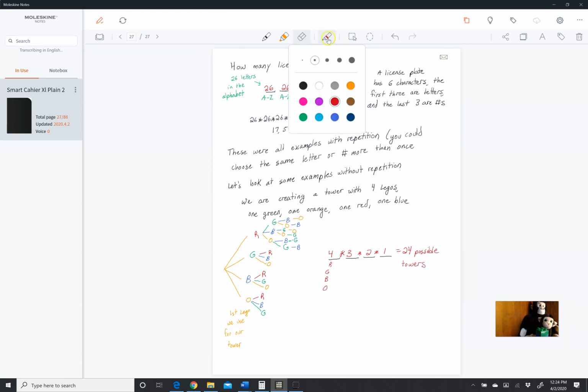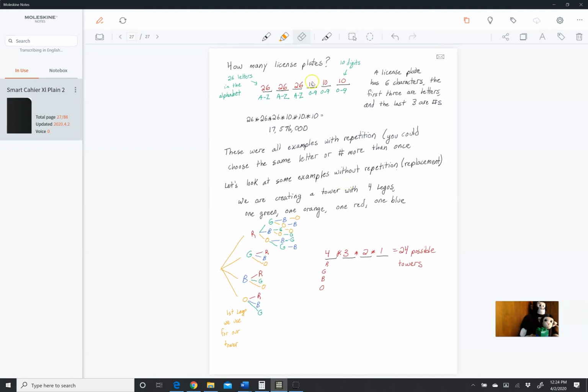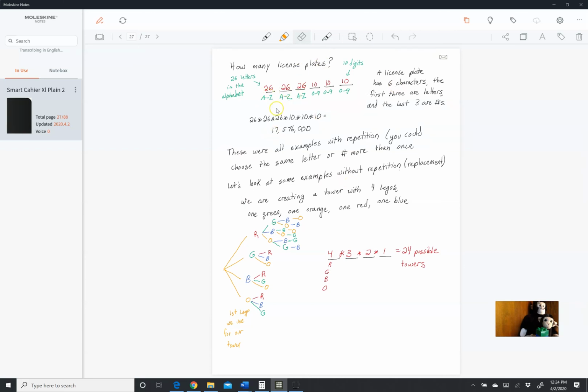And I'm going to add up here. We're not just talking about repetition, we're talking about replacement. It depends on the type of situation, right? Whether you would say repetition or replacement. Here, we would typically say repetition because we're not pulling something out and then putting it back in. Whereas here, we would be talking about replacement because we would be taking a Lego out and then putting it back in. But here, we're using it for the tower, so we can't do that. Okay, so there are 24 possible towers here.